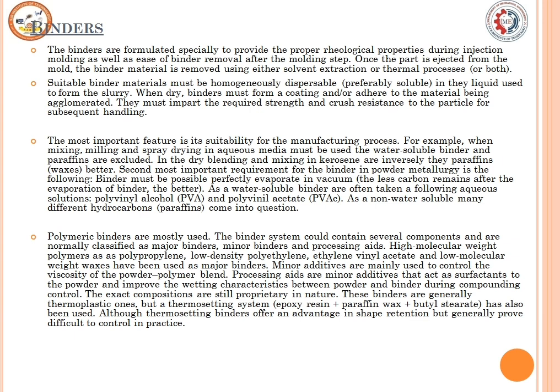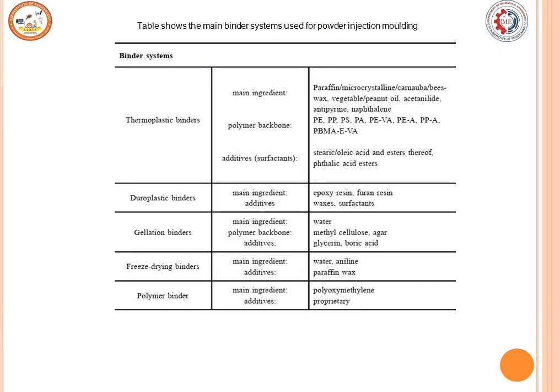Like this, different types of materials are mixed so that during the manufacturing process, when it is used, it must be smooth. Different types of binder systems for powder injection molding are thermoplastic, duroplastic, gelatin binders, freeze drying binders and polymer binders. So it shows, based on the plastic, what binder systems we can add.